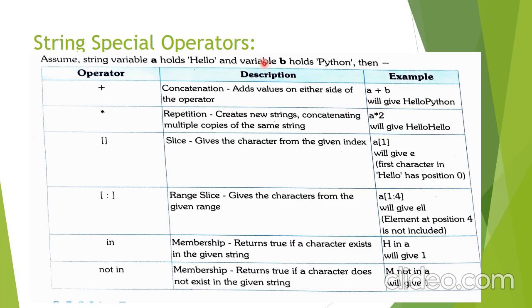So what is the value of a? A becomes a hello, so hello will print 2 times. If I write here multiply by 3, then hello will print 3 times. Okay, now hopefully everyone is clear.